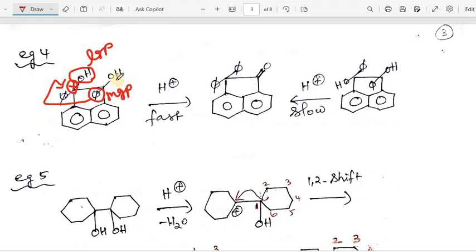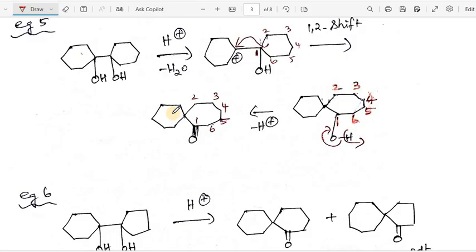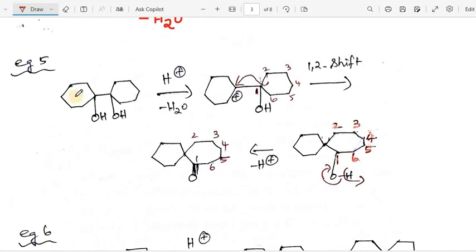And the last step is the removal of H plus. OH and H will get removed as H2O and there is a formation of ketone. This substrate will undergo the reaction slowly and this substrate will undergo the reaction fast. And coming to this example, it is a symmetrical diol. This is a 6-membered ring and this is also a 6-membered ring.